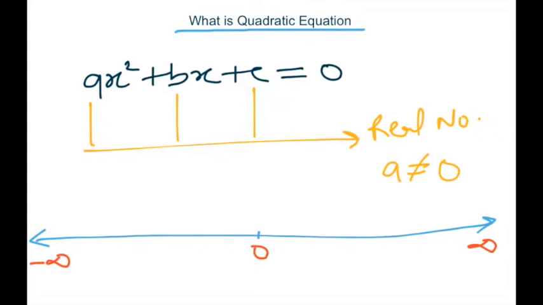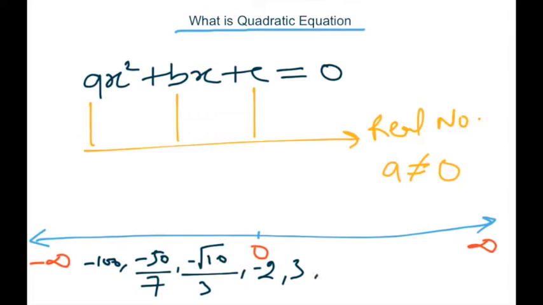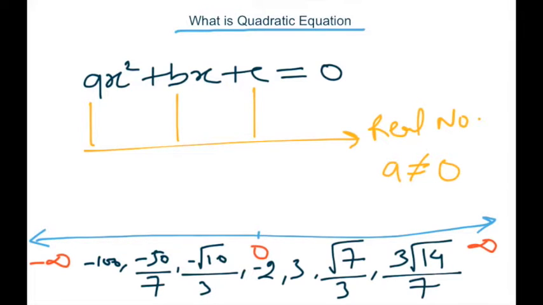For example, a, b and c can be represented in any form, like minus 100 or minus 50 by 7. I'm just taking some random examples. Minus root 10 by 3, minus 2 or 3, or root 7 by 3, or 3 into root 14 by 7, right? It can have any value.